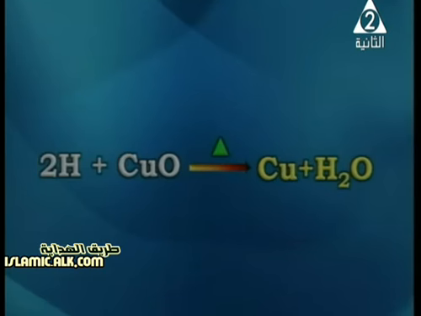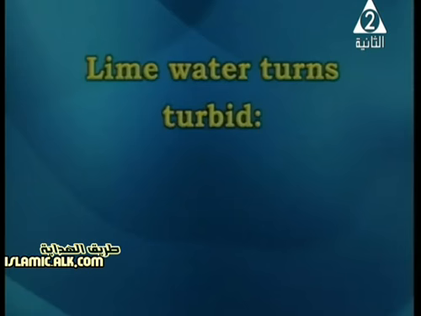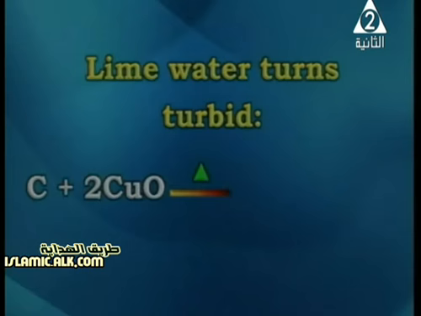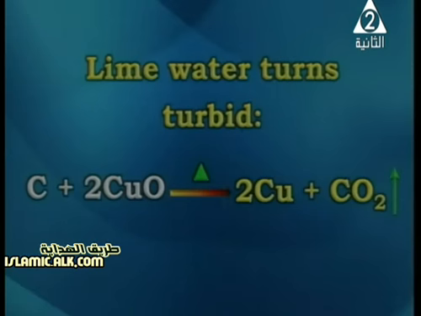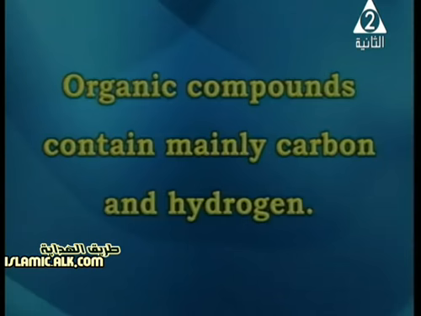As the equation proceeds on the screen, 2H plus CuO by heating gives Cu plus H2O. And here, the lime water turns turbid due to formation of calcium carbonate, as the equation proceeds: carbon plus 2CuO by heating gives 2Cu plus carbon dioxide gas, which reacts with the lime water, giving the white precipitate of calcium carbonate that turns it turbid. Here is the conclusion. The organic compounds contain mainly carbon and hydrogen.